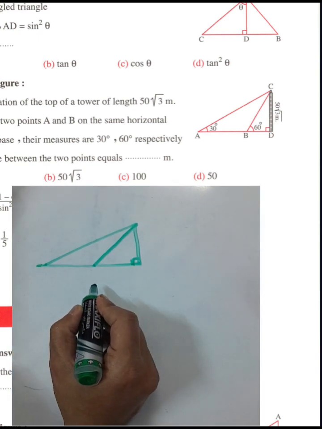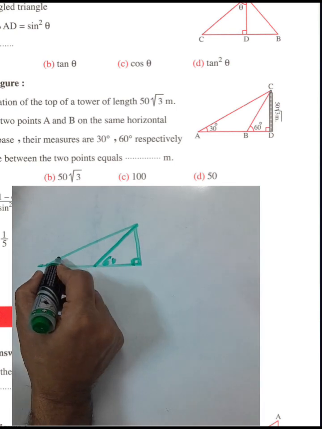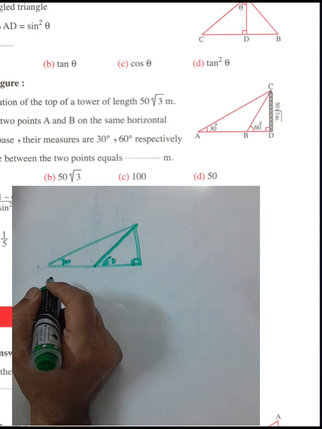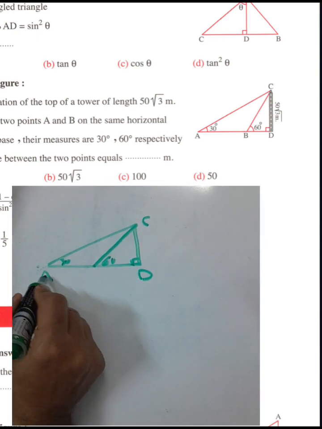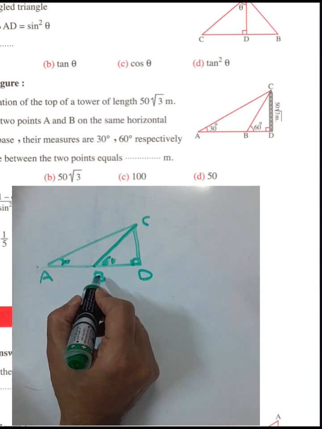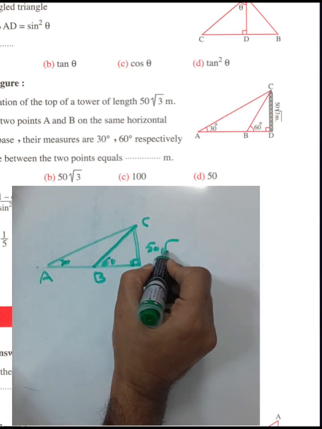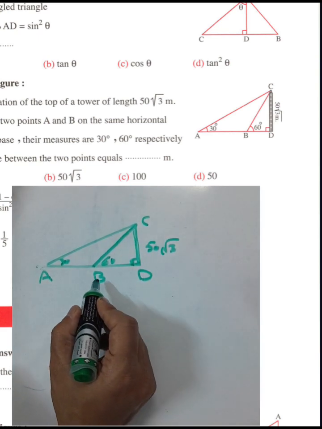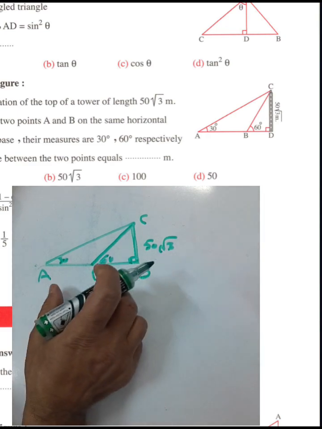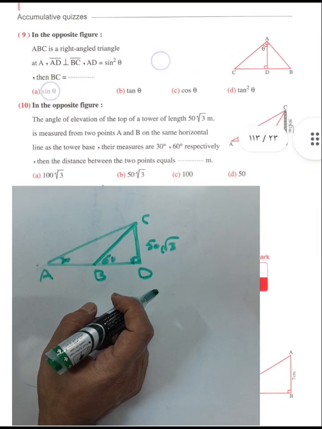This angle was 60 and here 90, and this angle was 30 degrees, and we have C, D, A, B. We have here 50√3 centimeters. This side length is 50√3, and we have 30 and 60. You want to find the distance between the two points, A and B.